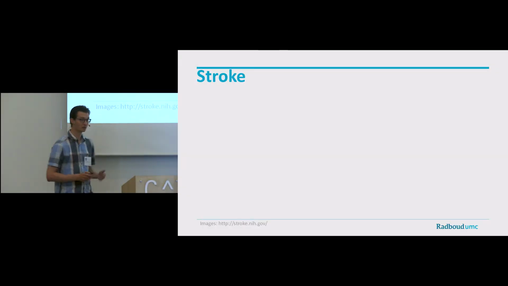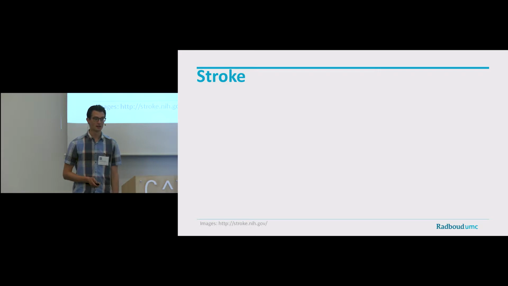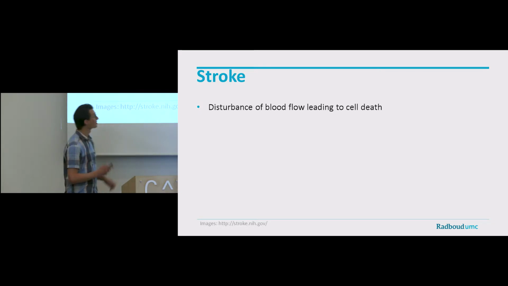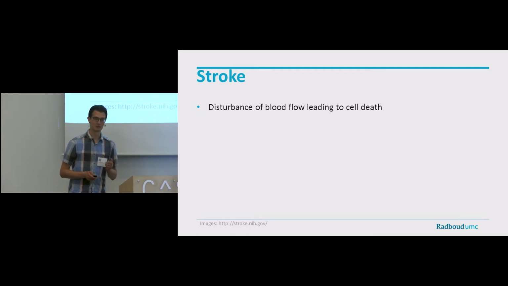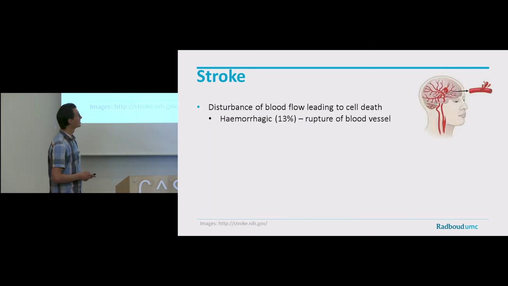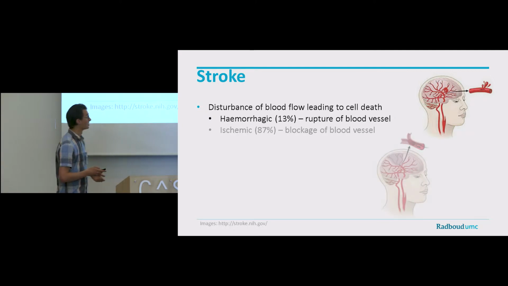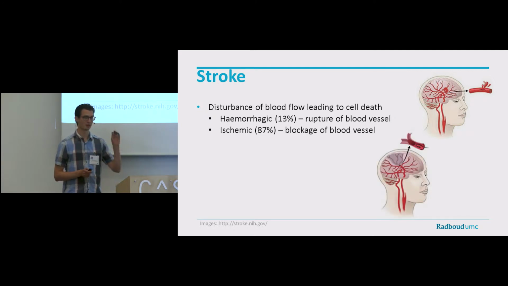I'm actually working on stroke imaging a lot, and because of that, I want to give you a brief introduction into stroke. So let's have a look. Stroke is the disturbance of blood flow leading to cell death, and you typically distinguish between two different types of stroke. You have the hemorrhagic stroke, which is a rupture of the blood vessels leading to bleedings, and the ischemic stroke, which is a clot in the blood vessels, actually depriving the brain tissue of blood.